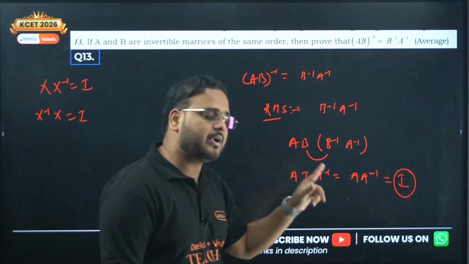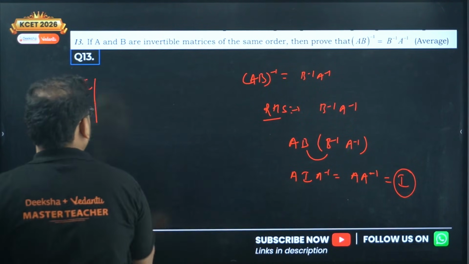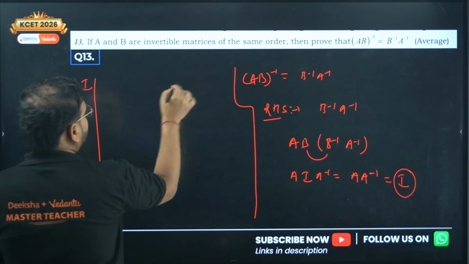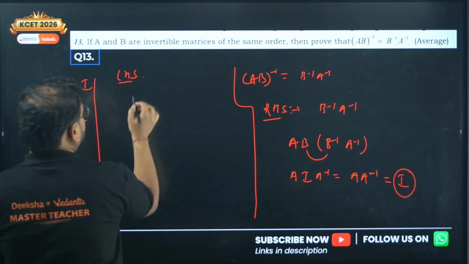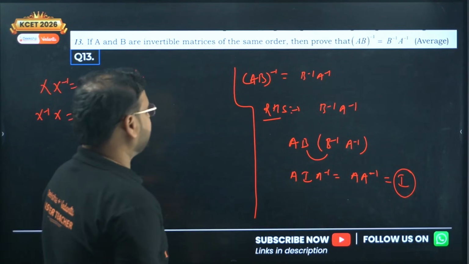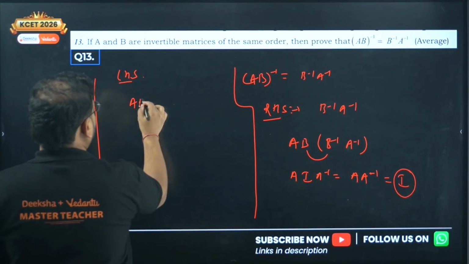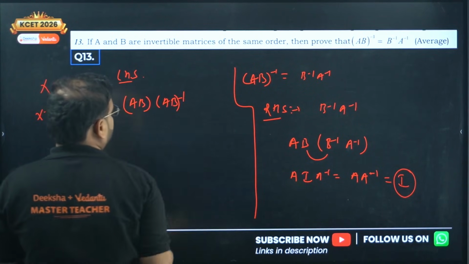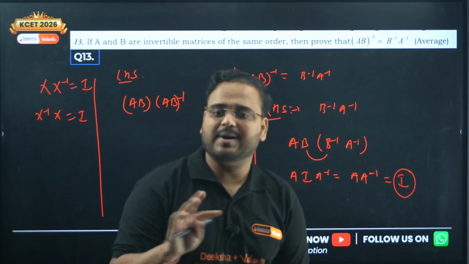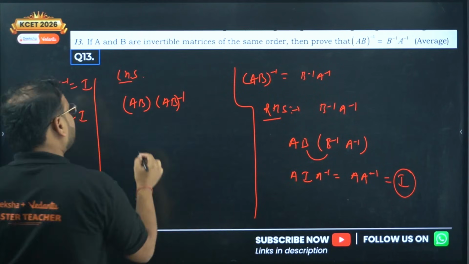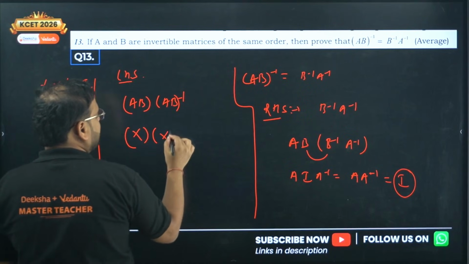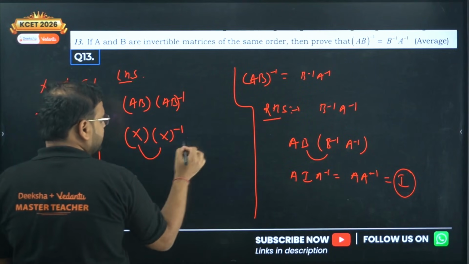When you are multiplying AB to it. Super, sir. Check this out then. Now if you multiply AB to the LHS side, you'll get what? AB into AB inverse. Now you might think, sir, how will you expand this? How will you solve it? We don't have to. If I take AB as a matrix X, what is this? X inverse. And what is X into X inverse?